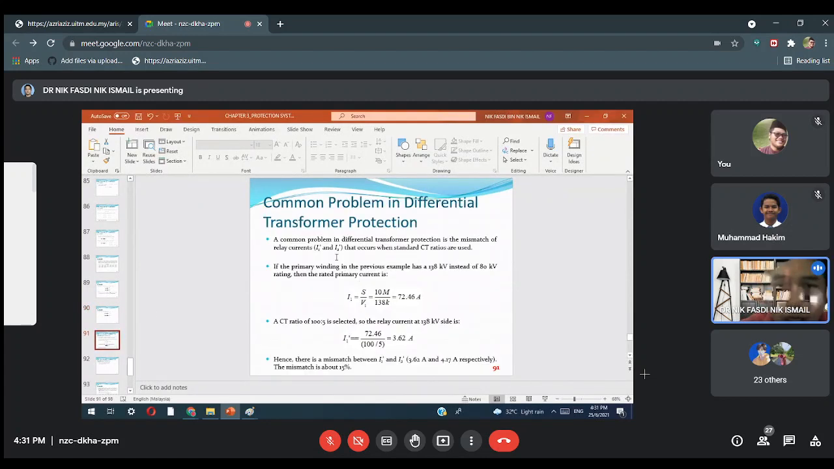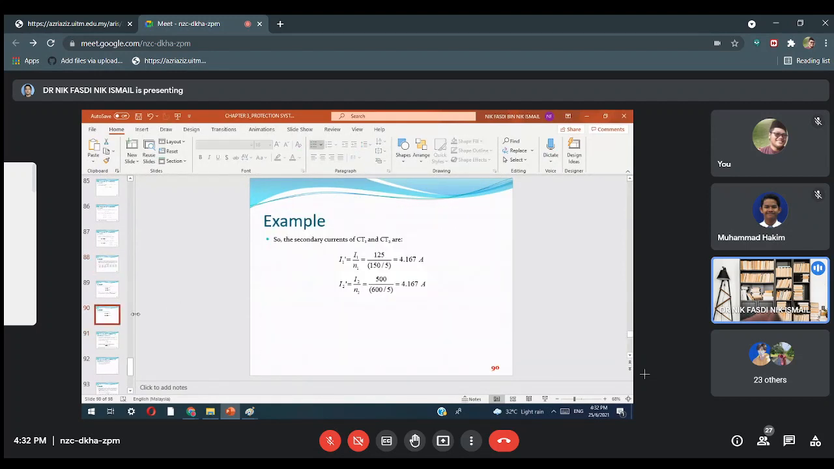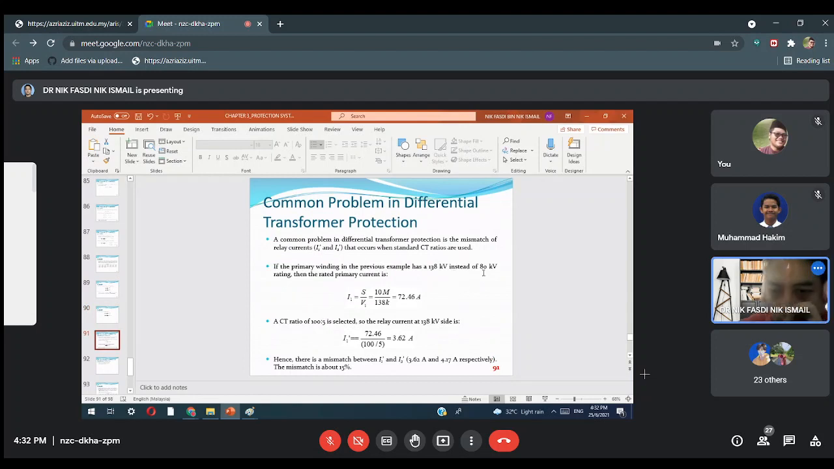Sometimes dia ada different in term of contoh kita tak tahu, kita pergi one by one lah. A common problem in differential transformer is a mismatch of relay current I1 prime and I2 prime that occurs where standard CT ratios are used. If the primary winding in the previous example has 138 kV instead of 80 kV ratings, then the rated primary current, contoh kalau soalan tadi inilah 80 kV, so bila you kira-kira you dapat nilai yang sama. So no problem because dia tak ada mismatch, dia tak ada different. However, let's say if not 80 kV but 138 kV, so what happen?